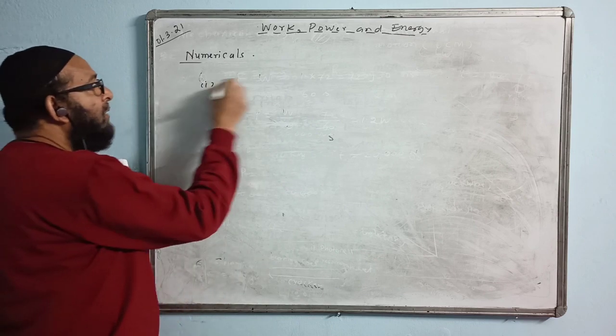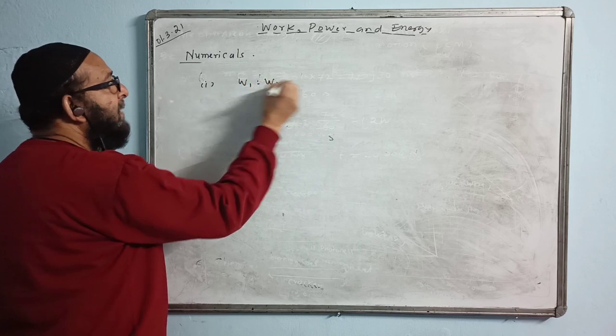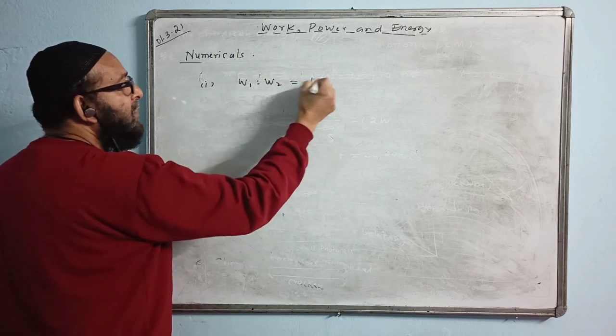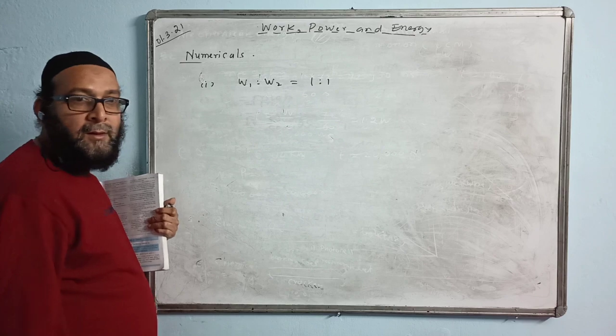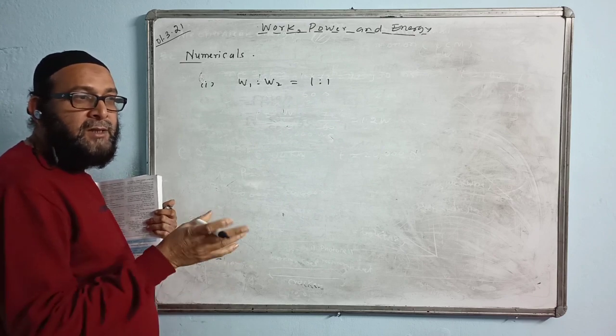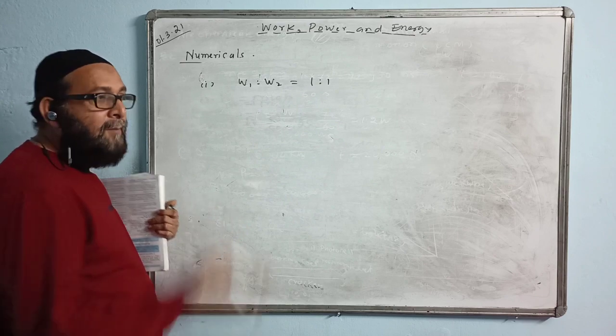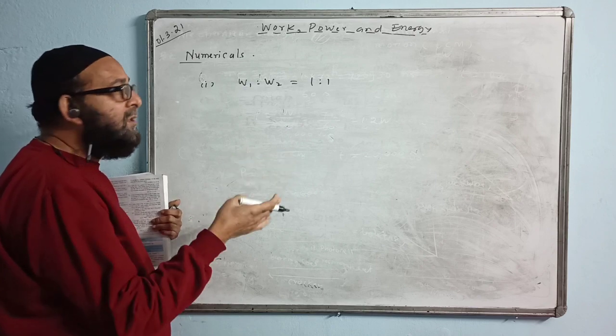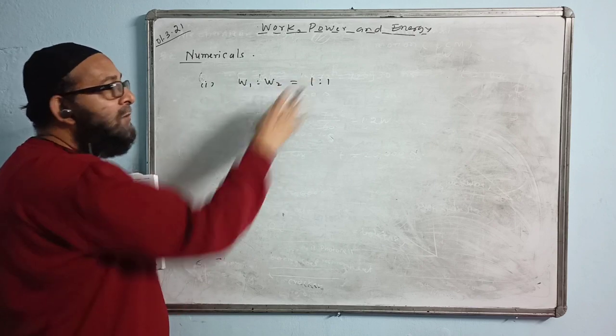So first answer, work done will be same because we are having same mass and going to the same height. Work done ratio will be same, 1:1. Mass is also same, actually mgh, and then second is also mgh. Mass is same, g value is same, and height is same. So work done ratio will become 1:1.